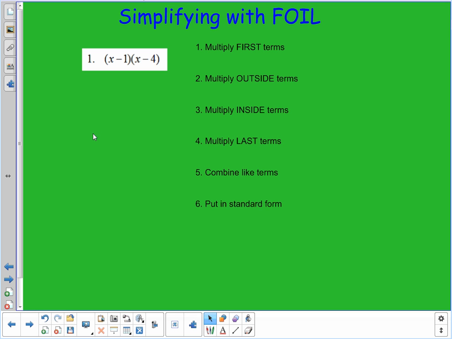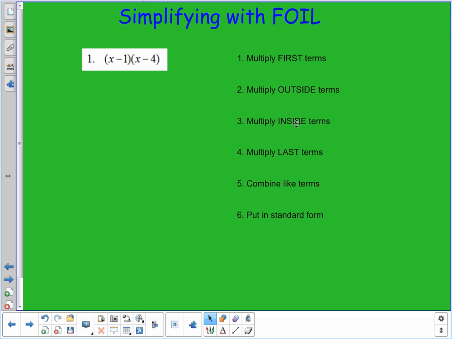So let's take a look at number 1. I'm going to FOIL in number 1. So if I FOIL in number 1, that means I multiply the first two terms. So the first two terms are right here and right here, x times x, which gives me x squared. Then I multiply the outside. The outsides are the x and the negative 4, which gives me negative 4x.